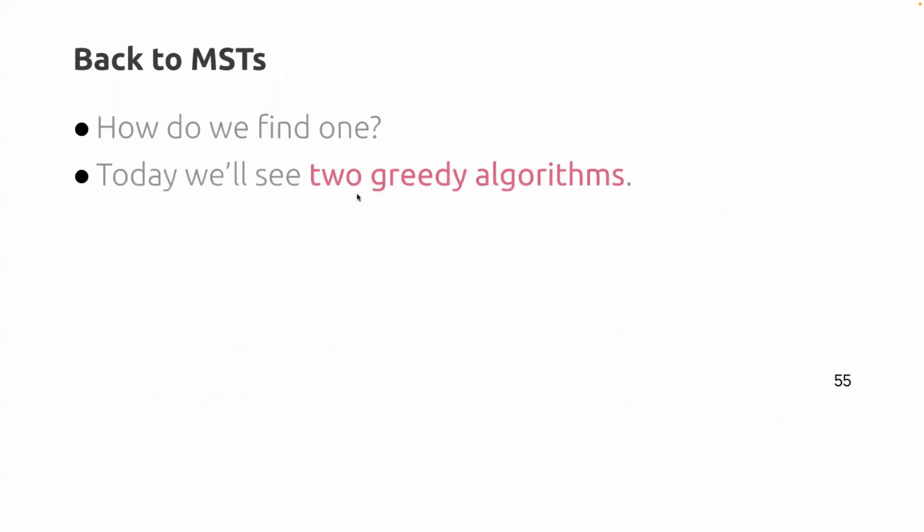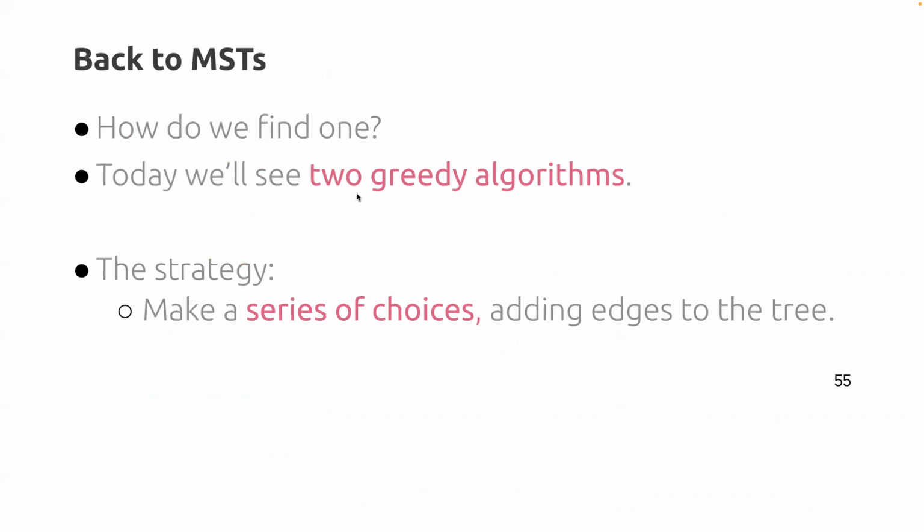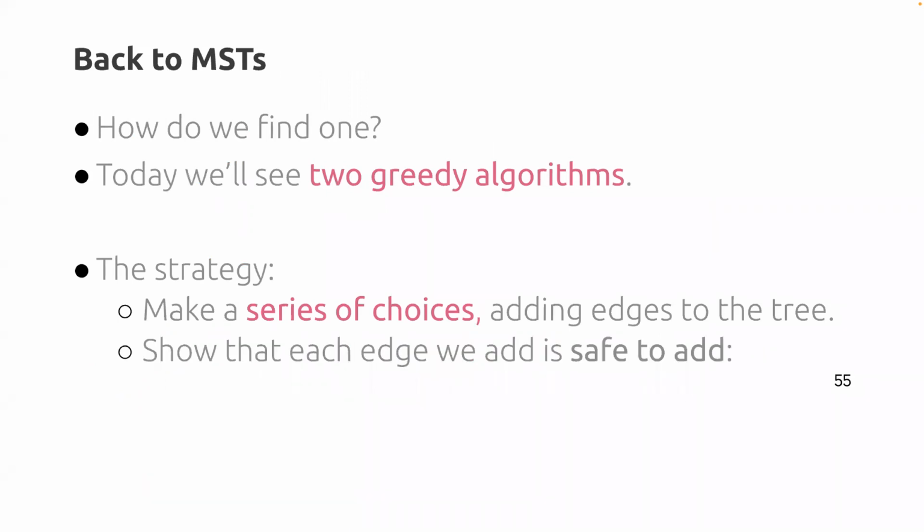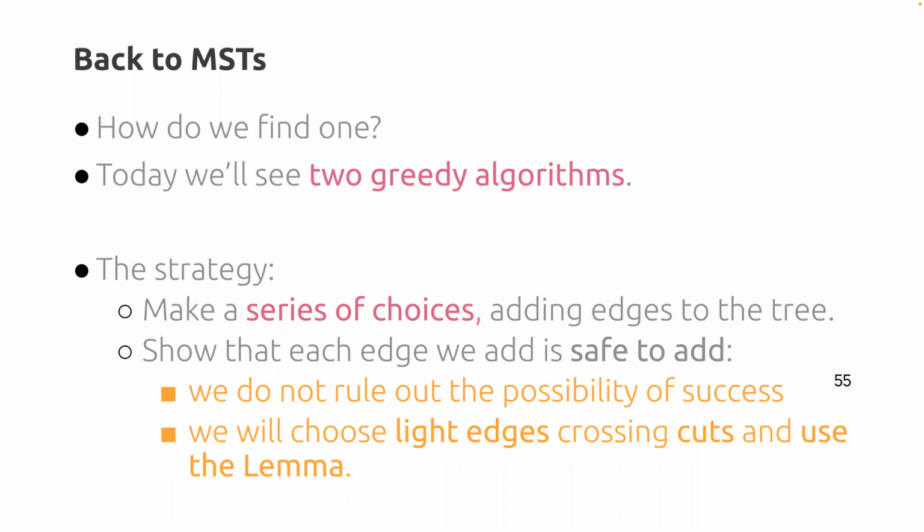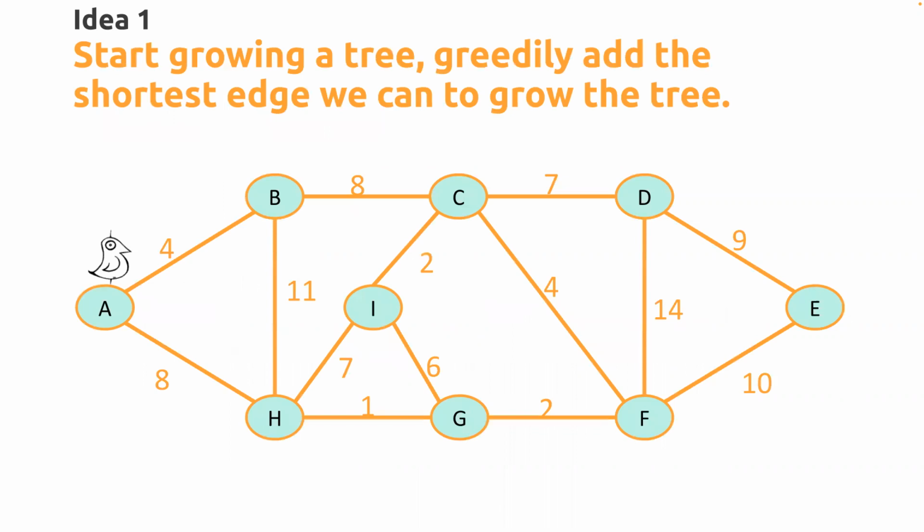How do we find one? We're going to see two greedy algorithms. So the strategy is we're going to make a series of choices to add edges to the tree, and we're going to show that each edge we add is safe to add. And by our lemma, by the theorem we proved, because each edge is safe, it is a minimal spanning tree. Cool. Yeah, so here are the algorithms.